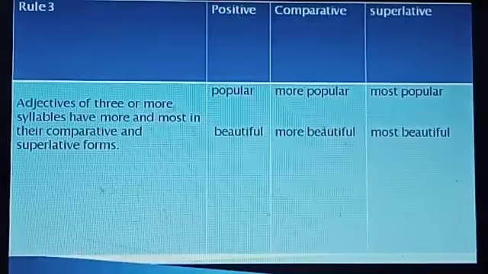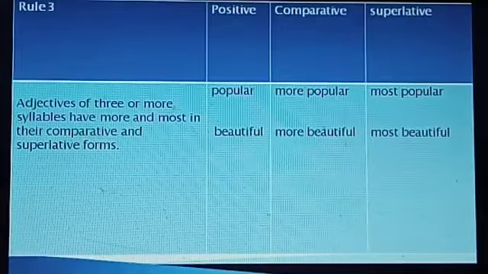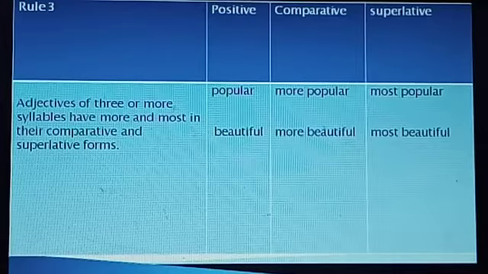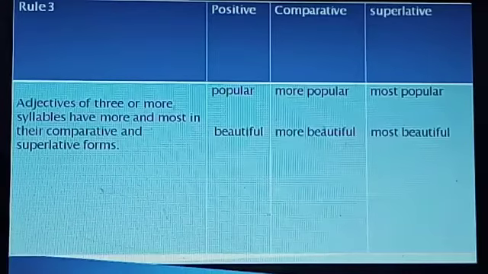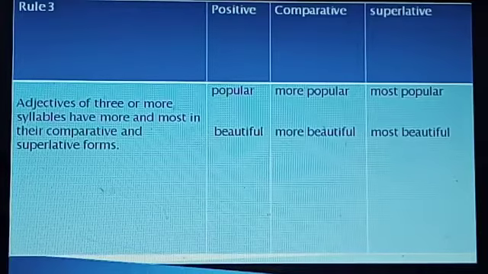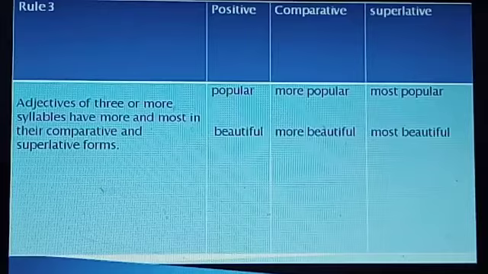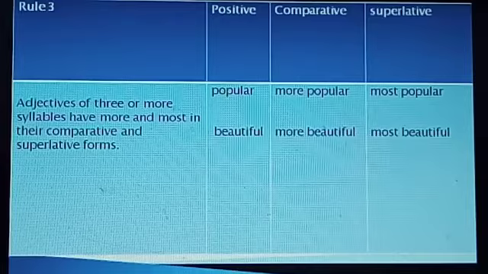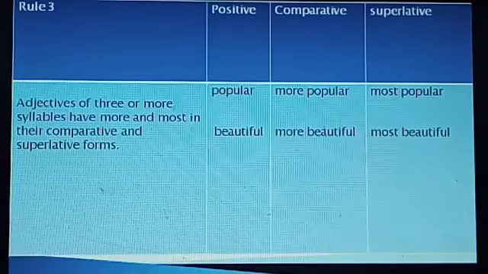Now come to rule number 3. Rule number 3 is: adjectives of 3 or more syllables have more and most in their comparative and superlative forms. Yes, a few adjectives have 3 or more vowel sounds. At that time we use more and most to form their comparative and superlative degree. See the example: popular. When we form the comparative, we will use more popular, and when we form the superlative, we will write most popular. Popular, more popular, most popular. Beautiful, more beautiful, and most beautiful.